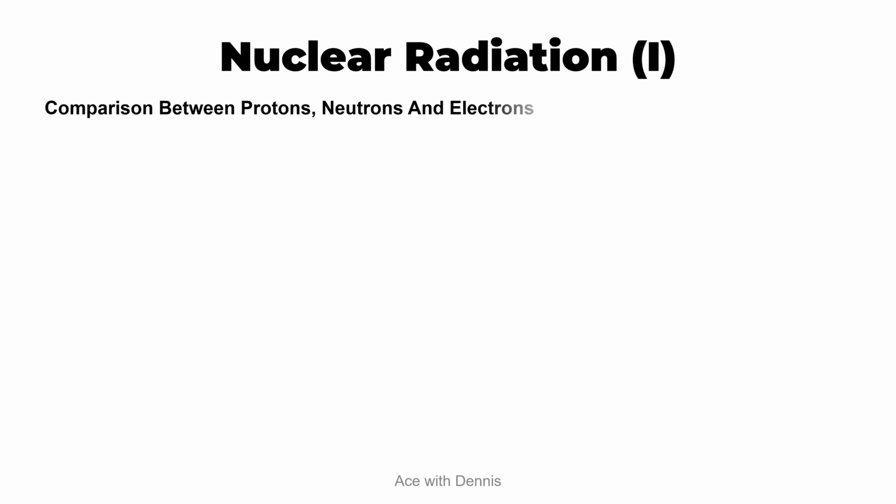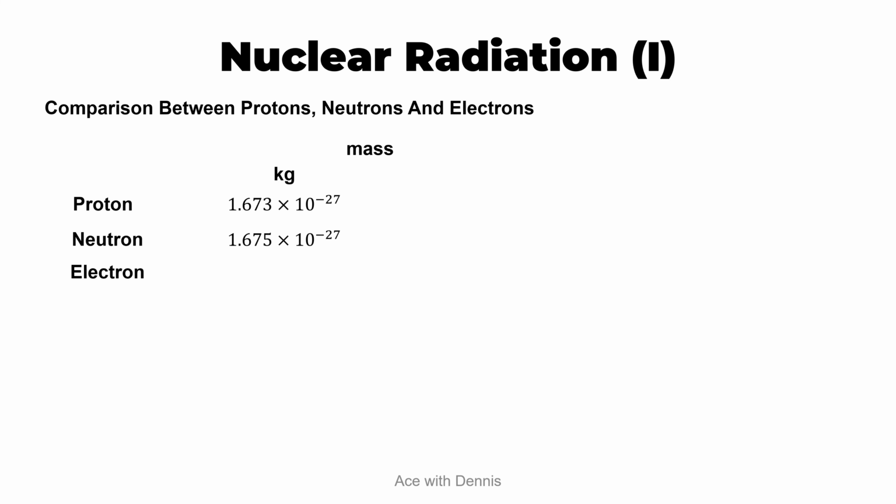Now, let us compare protons, neutrons, and electrons in two aspects: mass and charge. A proton has a mass of 1.673 times 10 to the power negative 27 kilograms. A neutron has a mass of 1.675 times 10 to the power negative 27 kilograms, and an electron has a mass of 9.109 times 10 to the power negative 31 kilograms. If we compare the masses in kilograms, it will be very difficult because the numbers are very small. Hence, we can compare with relative mass.